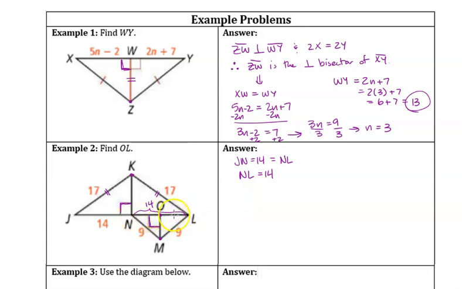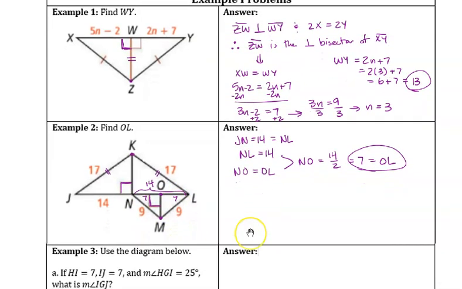So N to O is the same as O to L, but N to L equals 14. I guess I already had that written up there. I don't need to write that again. Then these two imply that N to O is going to be just half of 14, which is 7, which will be the same thing as O to L. So there's my answer. Each of these parts would be 7. O to L is 7.